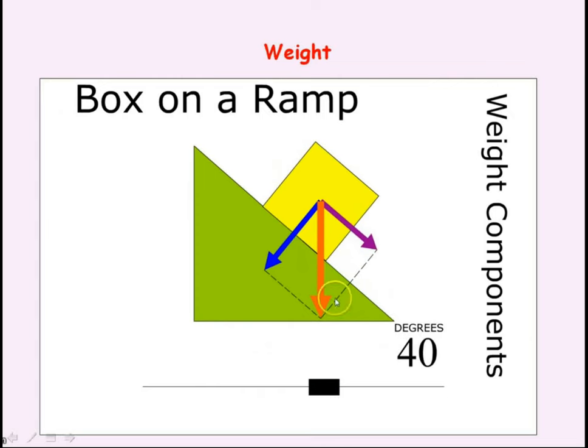And the syllabus expects you to be able to resolve the component of weight into the forces that are parallel and perpendicular to an incline slope. And that's what we're going to look at next.